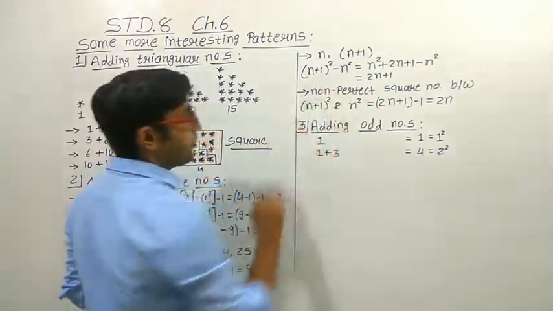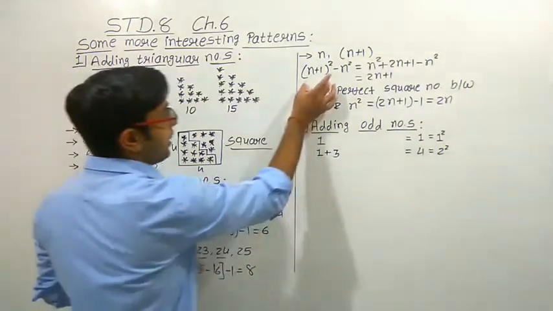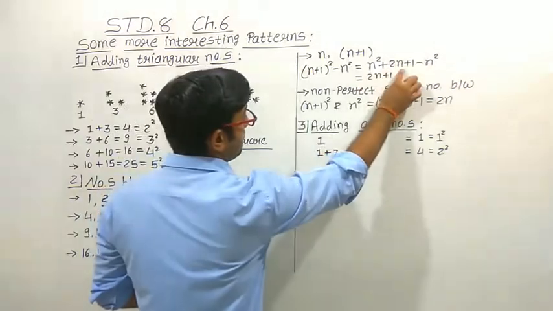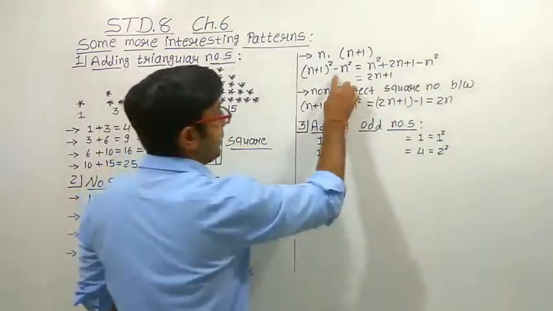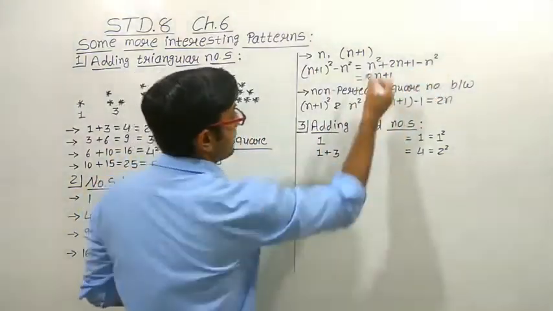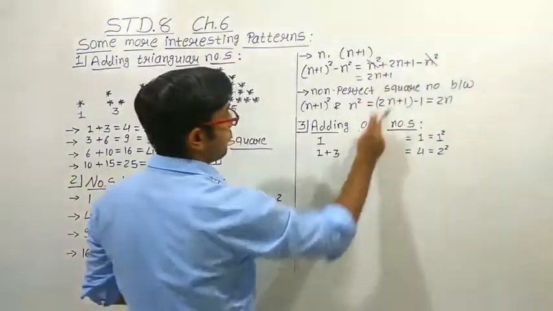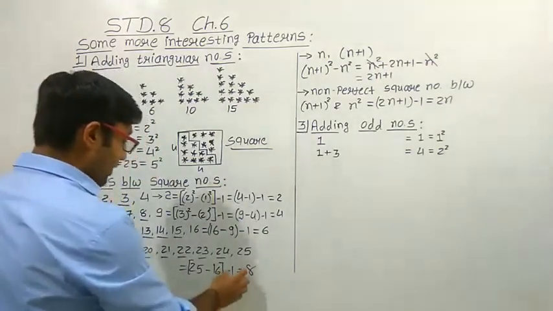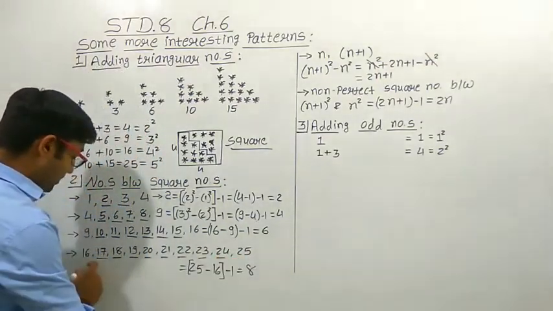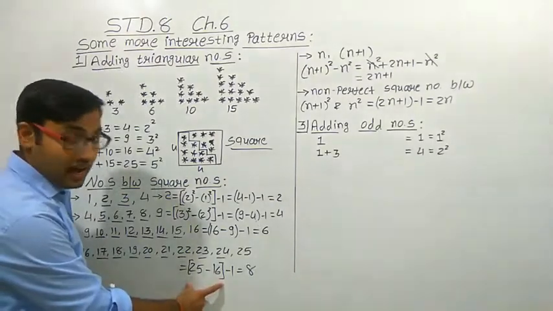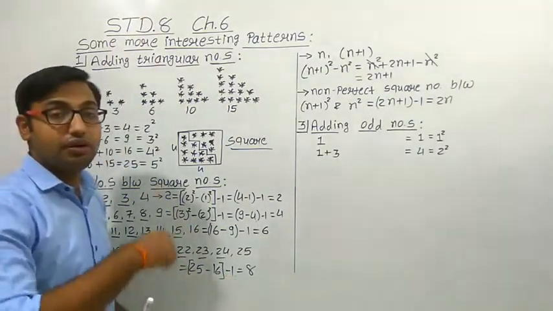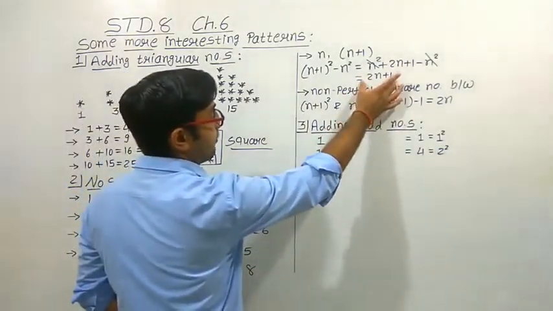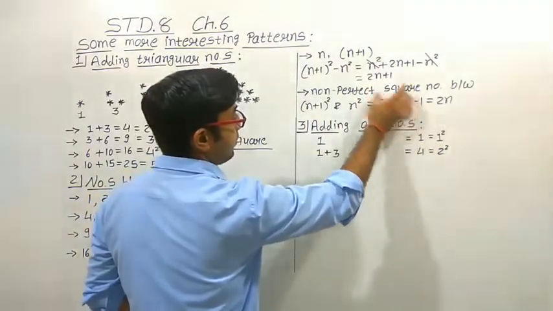So here you have to use one of the identities. When we open this identity, what will happen? In place of this, we can write n square plus 2n plus 1, and then minus n square. So this n square and n square will cancel out each other. What will remain? 2n plus 1. So when we are subtracting 25 and 16, whatever answer we get, we have to subtract one more. We have to subtract 1.